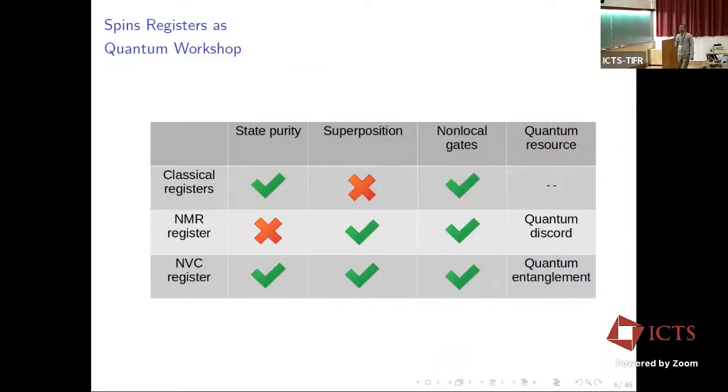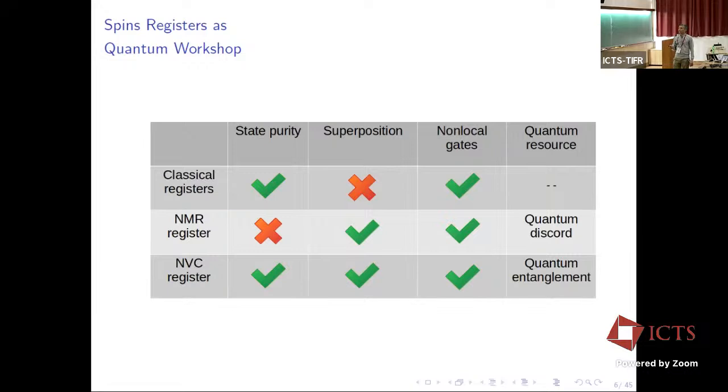Okay, just to give a quick comparison between different platforms, we today have classical computers, classical registers. They have very good purity. In fact, they are completely pure. But then they don't have quantum superpositions. And despite having non-local gates and good purity, they don't have any quantum resource.